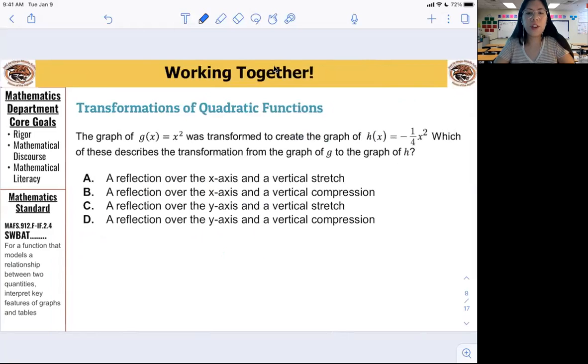So let's try this one. I'm interested in seeing what people think. I'll read it first and then I'll launch the poll. The graph of g of x equals x squared was transformed to create the graph of h of x equals -1/4 x to the power of 2. Which of these describes the transformation from the graph of g to the graph of h? Try this one. And again, I'll give you guys about a minute.